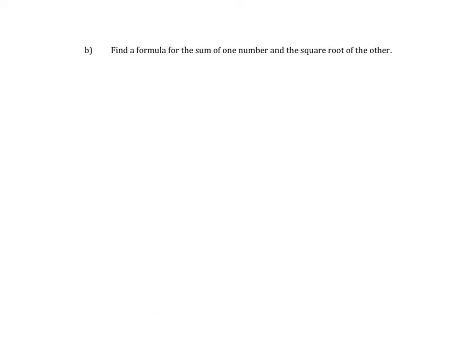Okay, the next one says find a formula for the sum of one number and the square root of the other. So we're using the same extra information, where two non-negative numbers have to add up to 20. And they say find the formula for the sum of one number and then the square root of the other. So we're going to do the same thing, solve the extra one for one of the two, it doesn't matter which one.